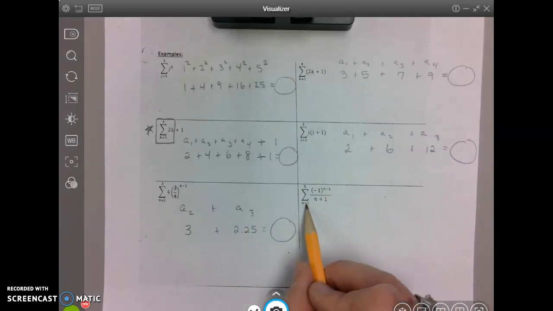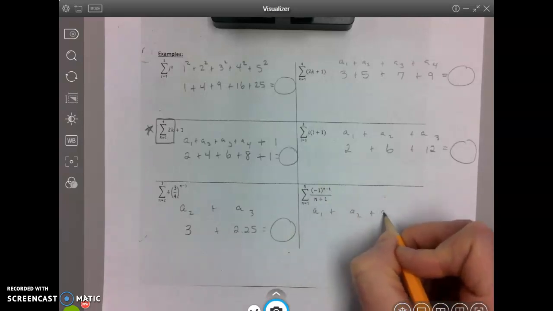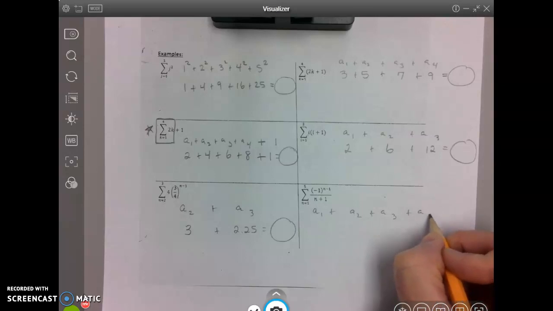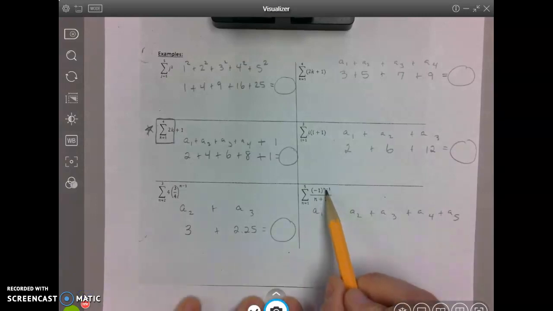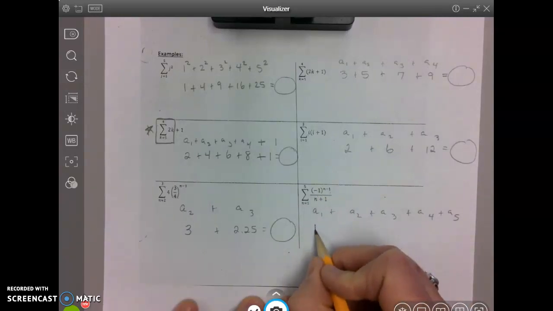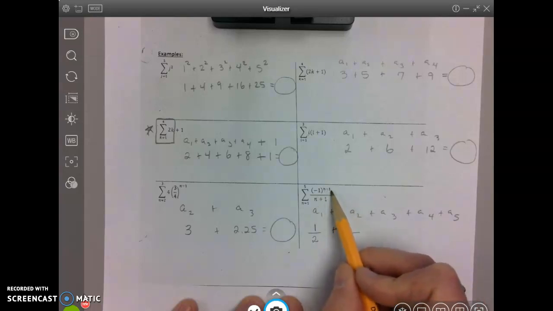We're going to do the first 5 terms, and we are starting at 1. So we're going to be adding from a sub 1 to a sub 5. So 1 minus 1 is 0, and anything to the 0 power is 1. So that's going to be 1 over 1 plus 1 is 2. Okay. And then I have negative 1 to the 2 minus 1. 2 minus 1 is 1.